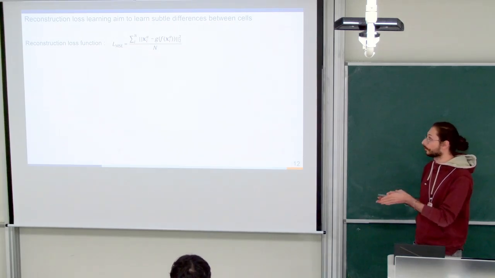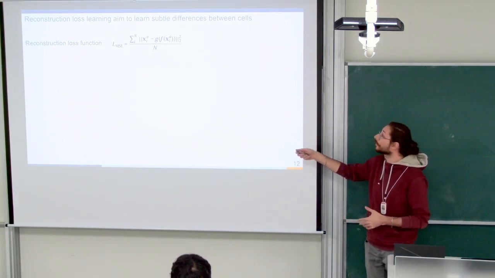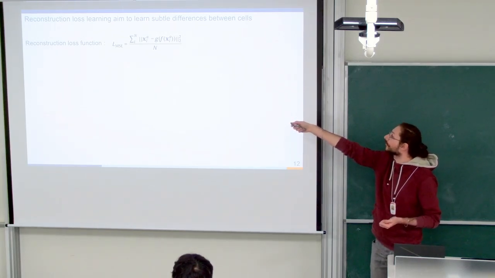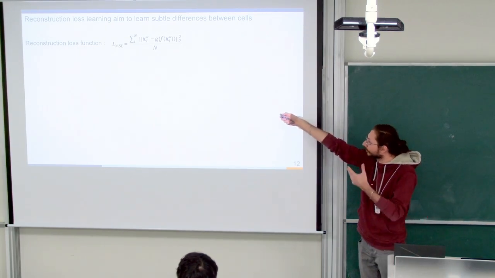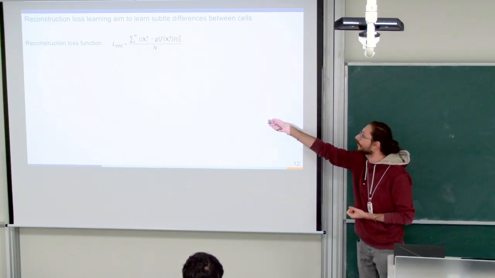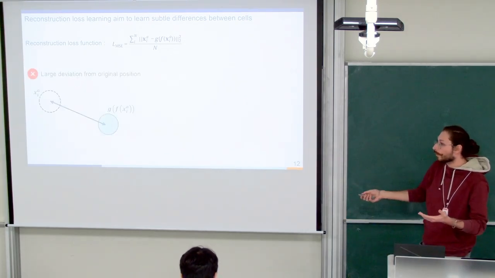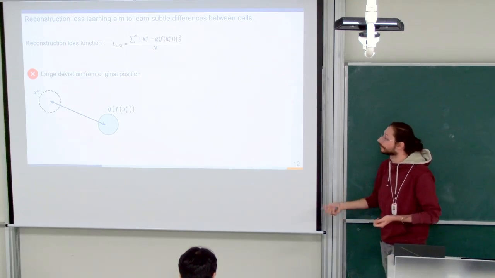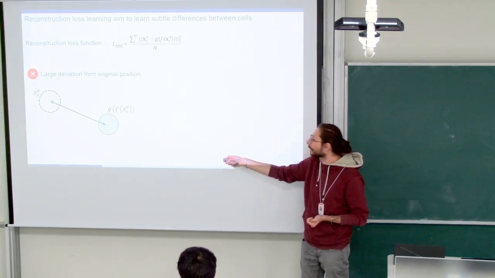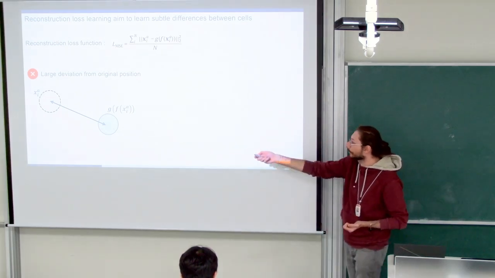Now what about the second part, which is the reconstruction loss? Here we use only the anchor cell, so X8, and we compare this anchor cell with the anchor cell after it has been processed by both the encoder, the function f, and the decoder, the function j. At the beginning, the difference between the original position of the cell and its position in the embedding computed by the model is very large. So we have a large deviation.